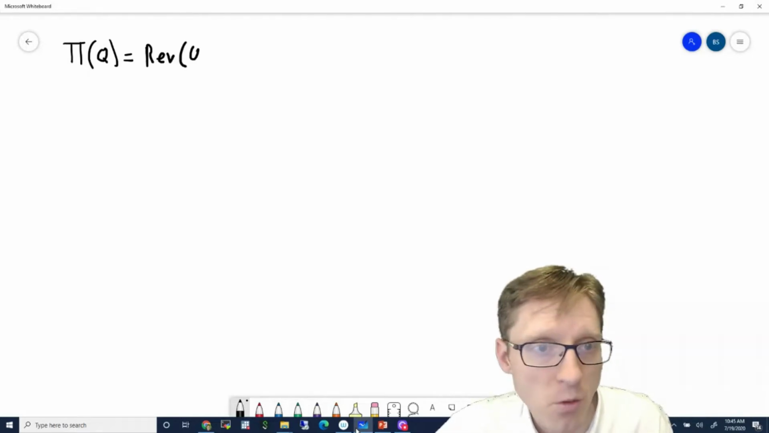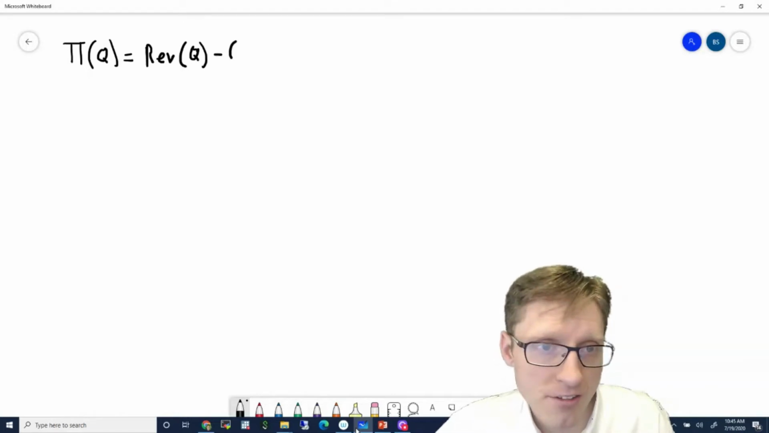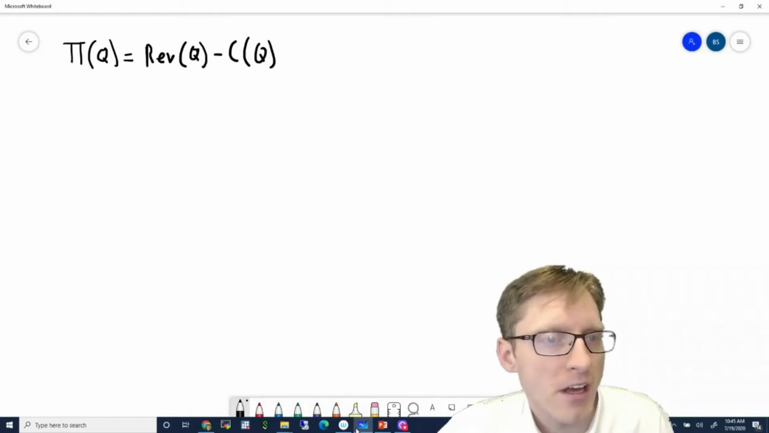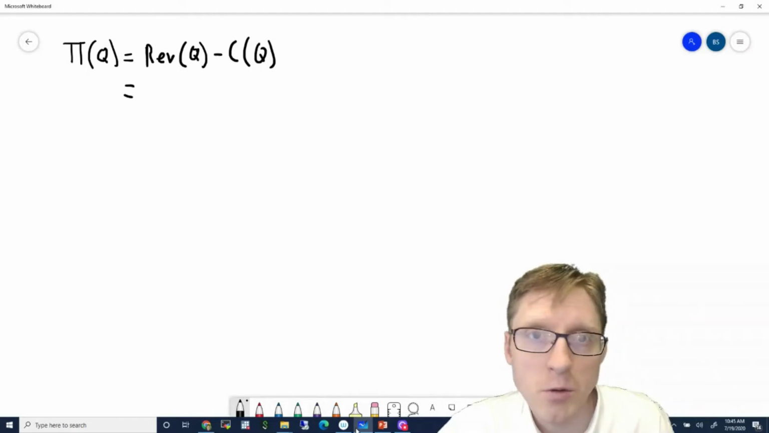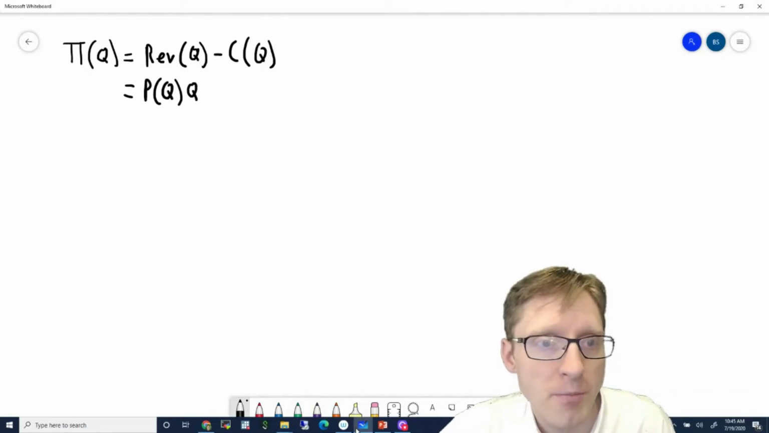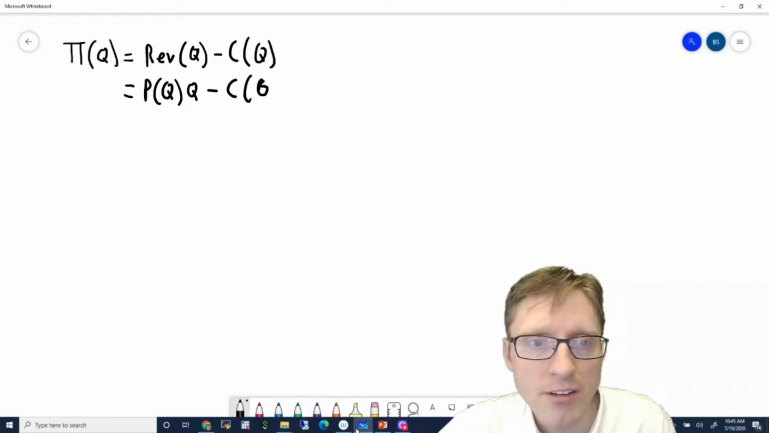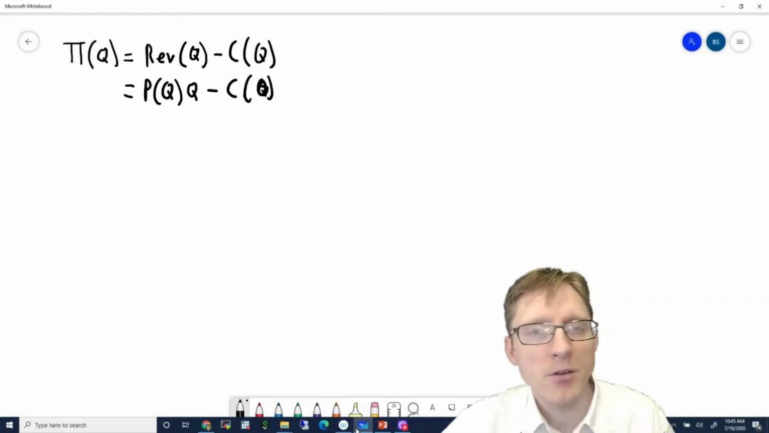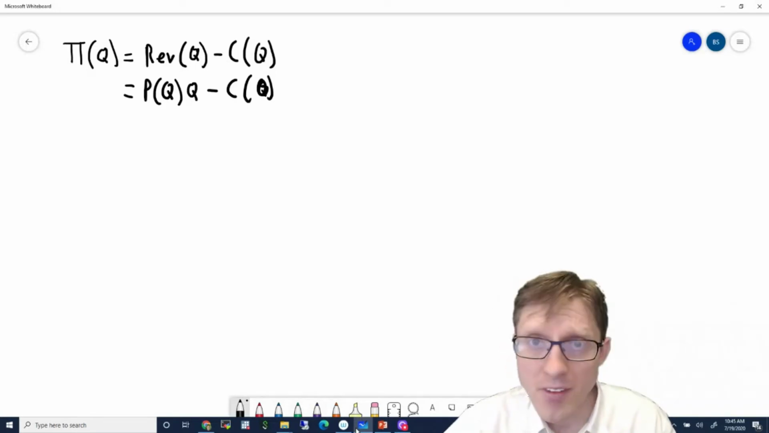as a function of the quantity they produce, minus the costs as a function of the quantity they produce. And revenues are simply equal to the price that they're able to charge as a function of the quantity that they produce times the quantity that they produce. And again, we'll subtract off the costs. Okay, so the basic idea here is the firm's going to choose a quantity. That quantity is going to determine the price.